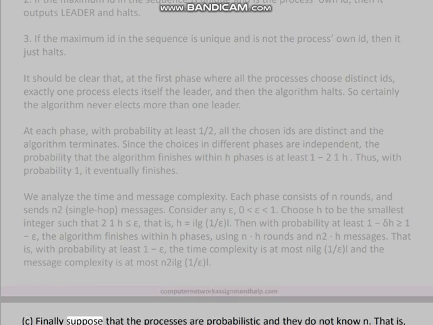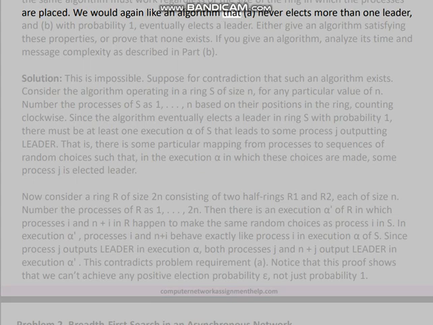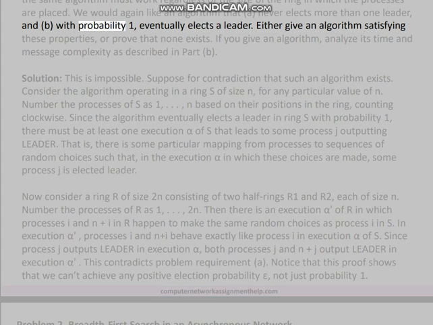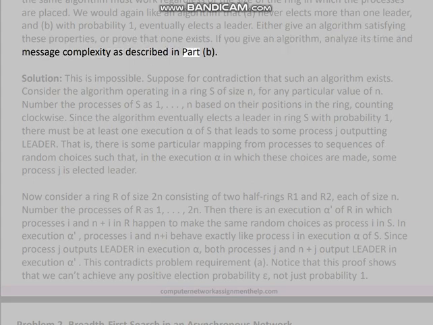C. Finally, suppose that the processes are probabilistic and they do not know n. That is, the same algorithm must work regardless of the size of the ring in which the processes are placed. We would again like an algorithm that A. never elects more than one leader and B. with probability 1, eventually elects a leader. Either give an algorithm satisfying these properties, or prove that none exists. If you give an algorithm, analyze its time and message complexity as described in Part B.